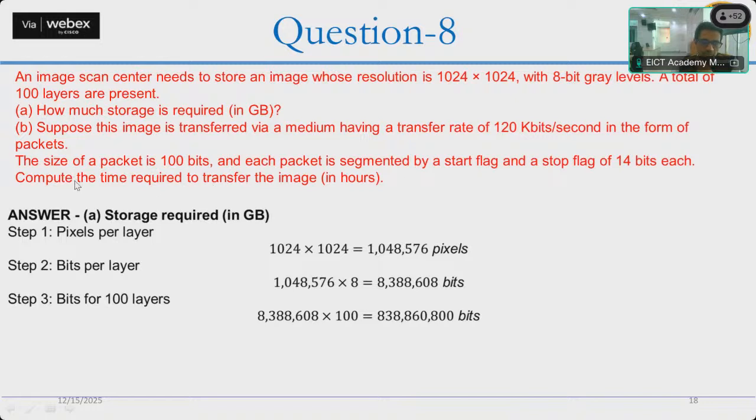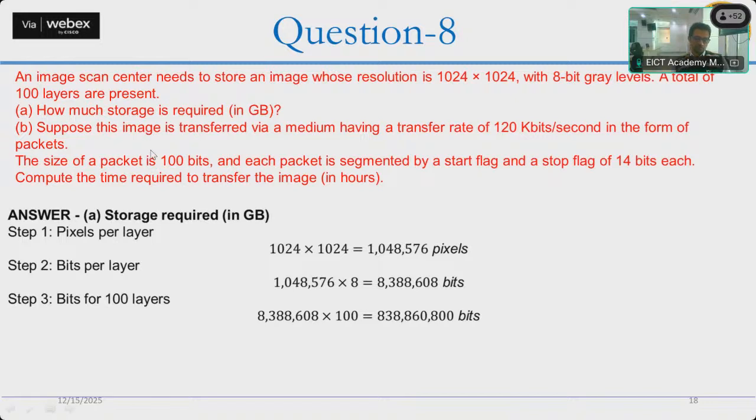Now what you have to do is compute the time required to transfer the image. For example, some person has gone to a CT scan center or MRI scan center, and he or she asks how much minimum time will be required to transfer their data. That is a simple problem.